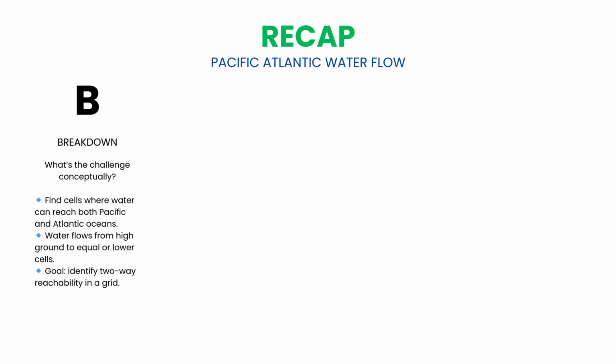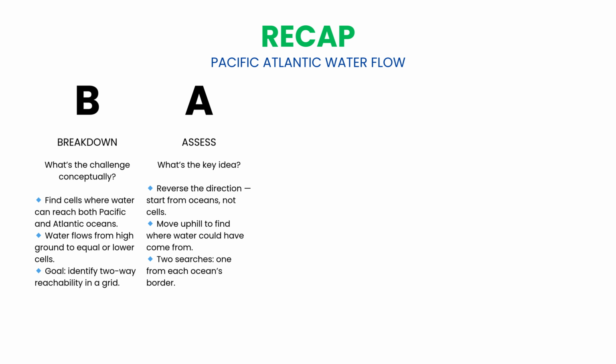Let's have a quick recap. We're given a grid of heights, and we need to find all coordinates where water can flow to both the Pacific and Atlantic Oceans. Water moves from high ground to equal or lower neighboring cells, so the challenge is to identify which points can reach both sides of the map. The key insight? Instead of simulating water flowing out from every cell, we reverse the flow. We start from the oceans themselves and move inward, only climbing to equal or higher cells. This way, we explore where water could have come from rather than where it's going. Two searches, one from the Pacific borders and one from the Atlantic, keep the logic efficient and elegant.